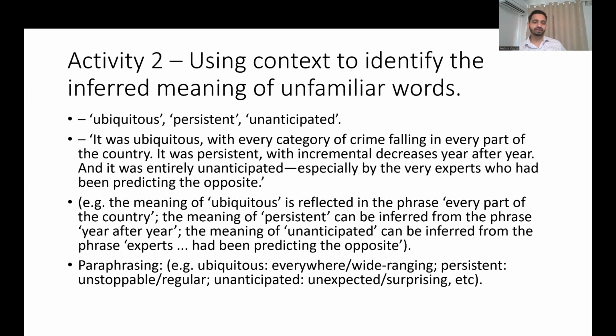Now, in terms of paraphrasing, ubiquitous can be paraphrased as everywhere and wide-ranging. That's the meaning of ubiquitous, everywhere, wide-ranging, right? They can use these kinds of fancy words because this is your reading test, and they're trying to check your knowledge of vocabulary and whether you know how to predict the meaning of unfamiliar words by looking at the context, right? That's the skill they're testing you on. Persistent, the synonym here is unstoppable and regular, right? Or consistent.